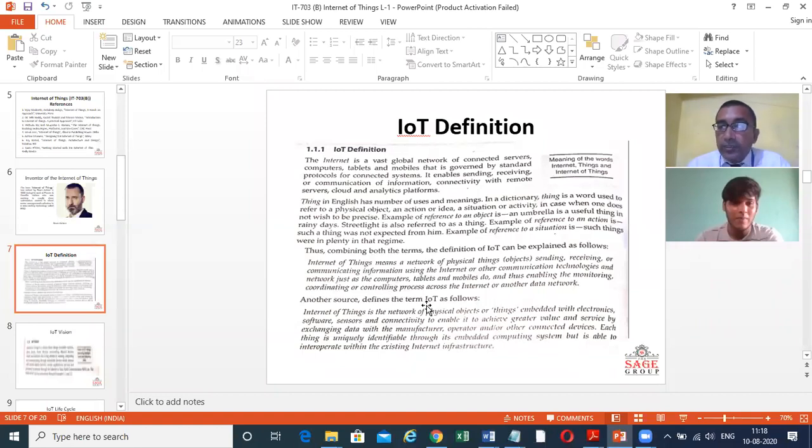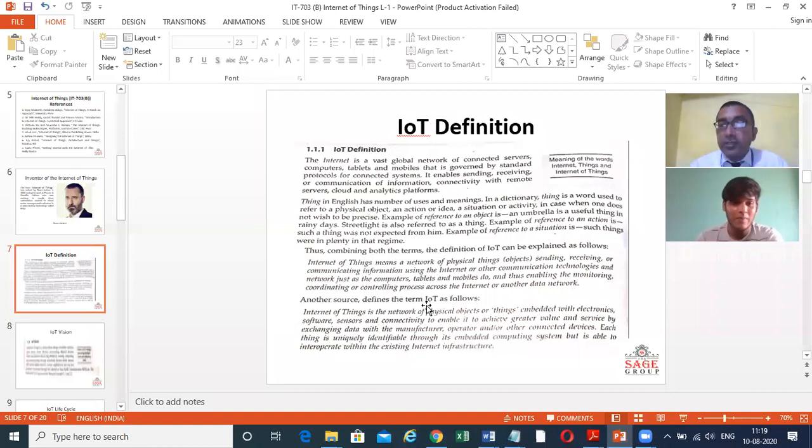IoT, Internet of Things, means a network of physical things. Okay, a network of physical things. The things we have discussed here refer to physical objects. That is the network of physical things or objects sending, receiving, or communicating information using the internet or other communication technologies and network, just as computers, tablets, mobiles do, and thus enabling the monitoring, coordinating, or controlling process across the internet or another data network.